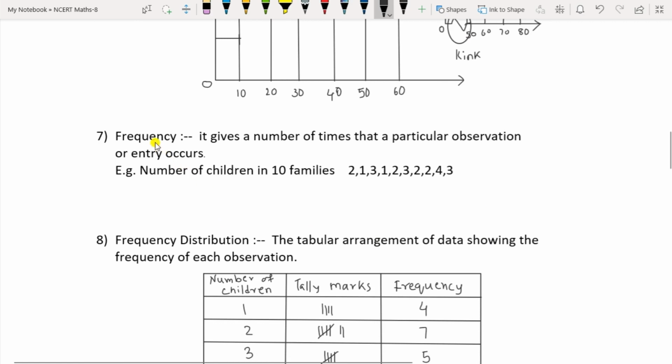Now, the seventh one is frequency. It gives the number of times that a particular observation or entry occurs, such as the number of children in 10 families. So if we take the data of the number of children in 10 families and it is 2, 1, 3, 1, 2, 3, 2, 2, 4, 3, then the number of times 2 is coming, the number of times 1 is coming, or 3 or 4 is coming, that is called frequency.